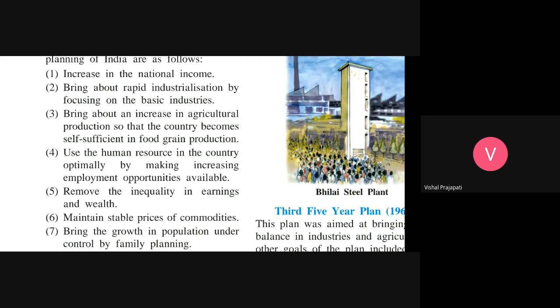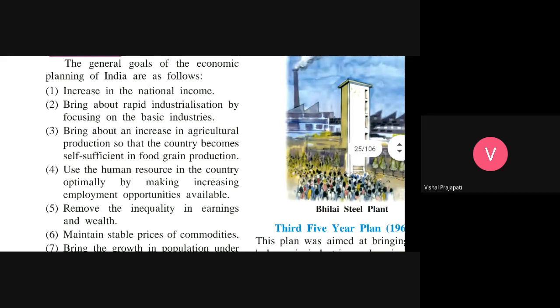To increase national income. So what is the general goal? What is our goal behind this economic planning? It is to increase the national income. We know that we give taxes to our government. Government has different ways to collect the revenues, and the same revenues are used for proper development of the people of this country. So the goal of this planning was to increase national income. How can we increase the national income?